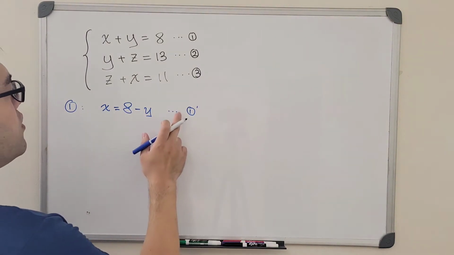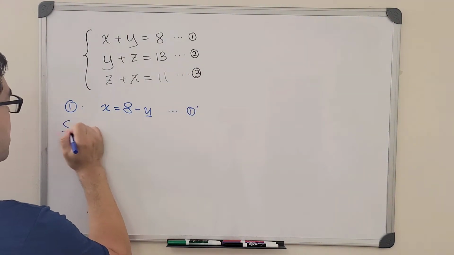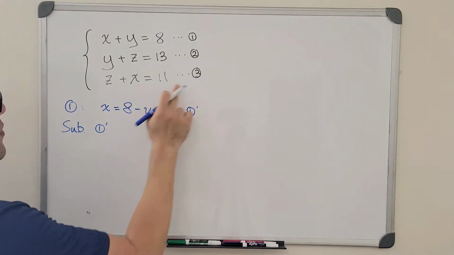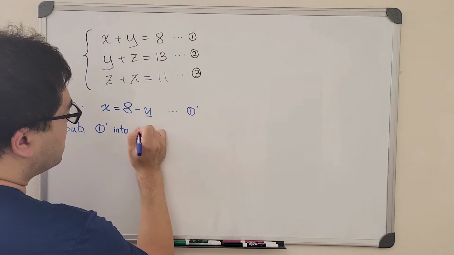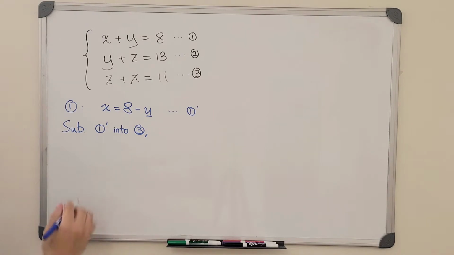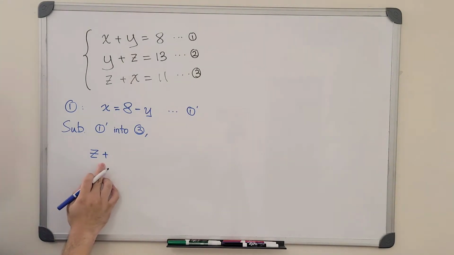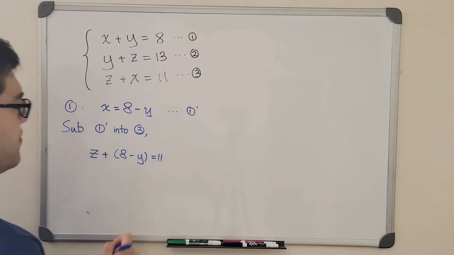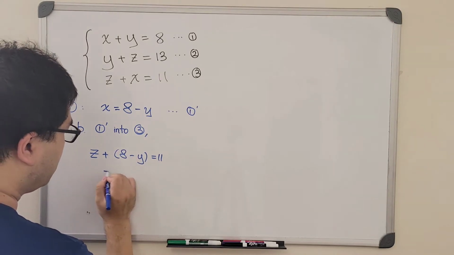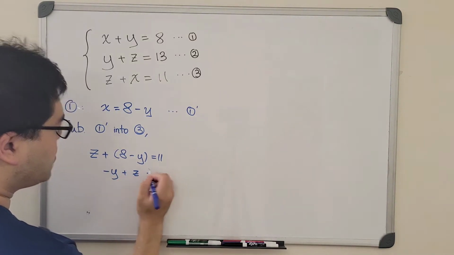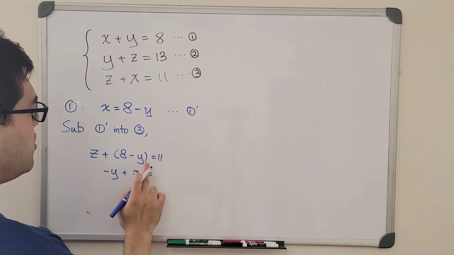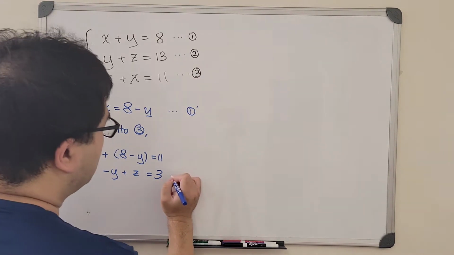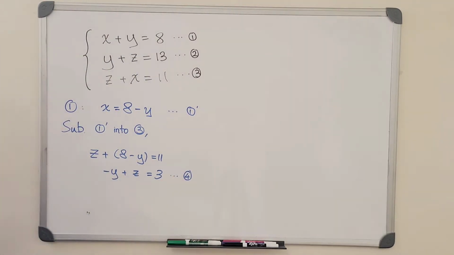What can we do now? Well, now we can just do a substitution. So we're going to substitute 1 prime into equation 3, which means now instead of having z plus x, we're going to have z plus the quantity 8 minus y equals 11. And if we move around the steps, we will get negative y plus z equals 11 minus 8, which gives us 3. Good. So let's call this equation 4.